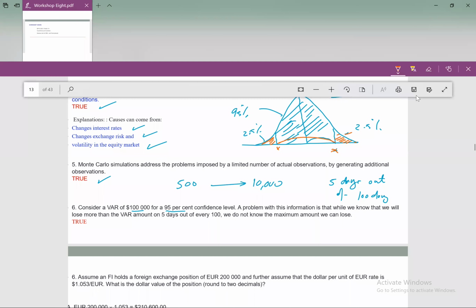So this is one of the points. The information is that while we know that we will lose more than the VaR amount in 5 days out of the 100 days, we don't know the maximum amount that we can lose. So actually, we don't calculate this area. Okay.